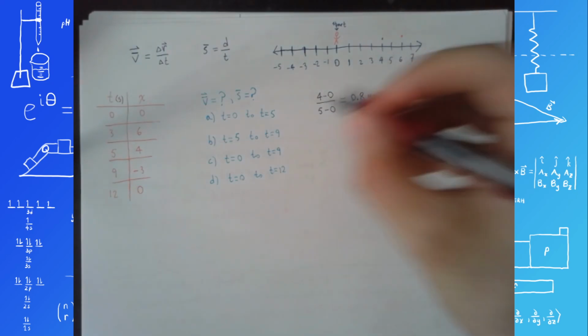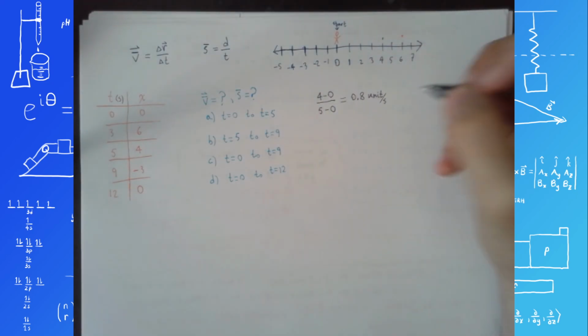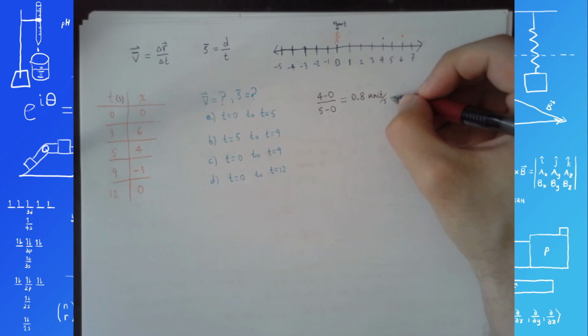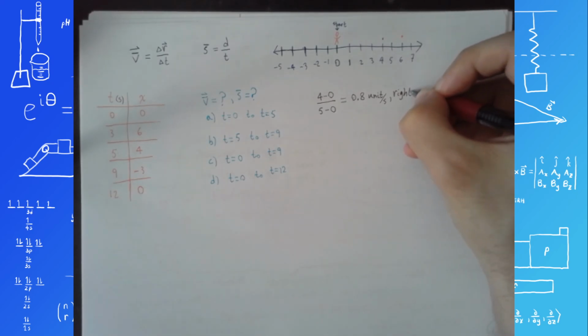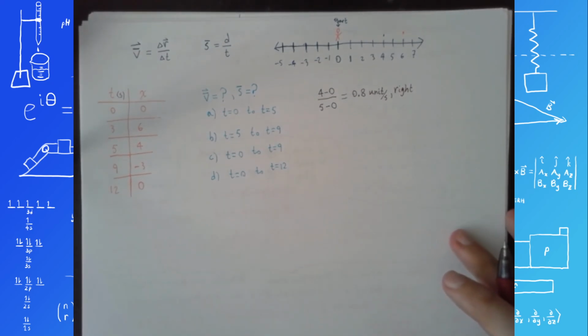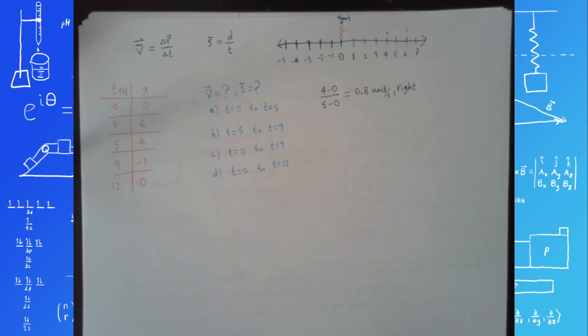So that's your average velocity, and we also have to specify a direction, so that's going to be to the right. Velocity is a vector after all, so it has magnitude and direction. Average velocity is 0.8 units per second to the right.